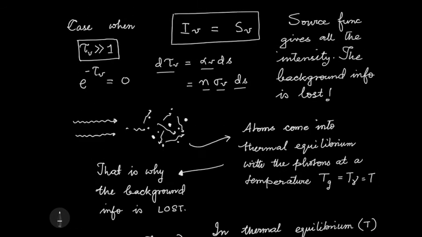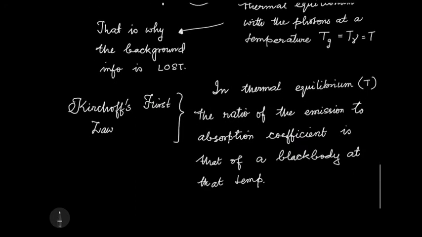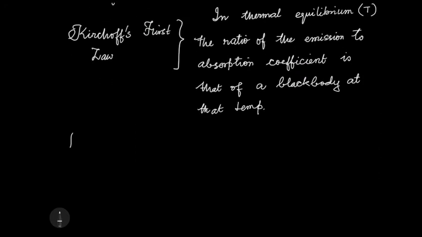So what has happened because of so many collisions is essentially that this gas will now behave like a black body. And as I said, you must have studied what is the intensity that comes out of a black body. So hence, we can now write down what is S nu, the source function.